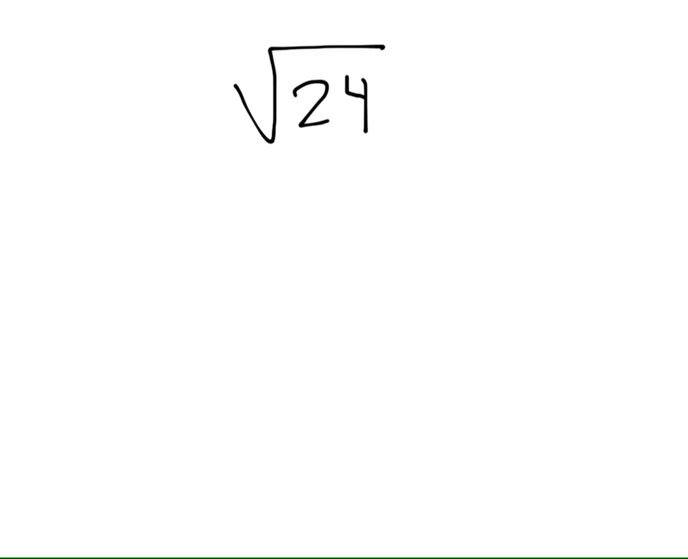One way is to break square root of 24 down into a perfect square and another number. So what is a perfect square that's a factor of 24? 4. Is there a bigger one? 8. 8's not a perfect square. 4 is the biggest one, right? Everybody agree with that? So you could break this down into 4 times 6.